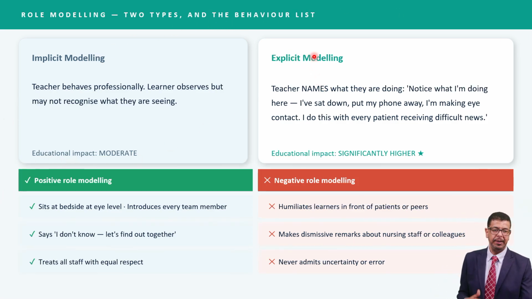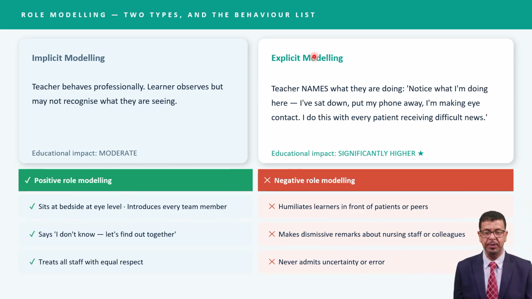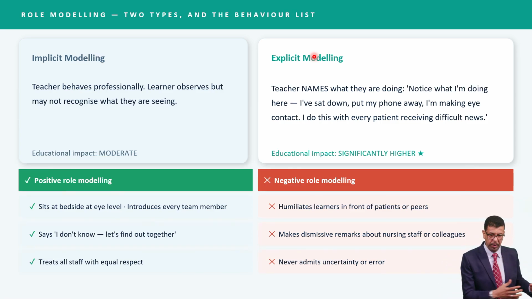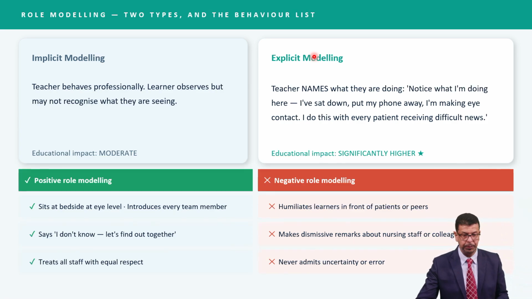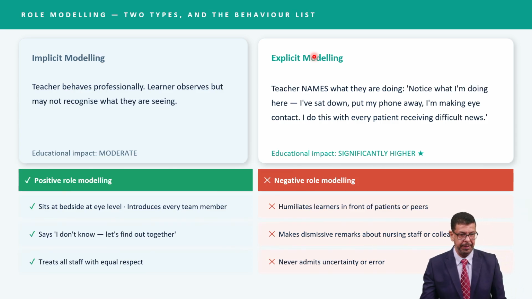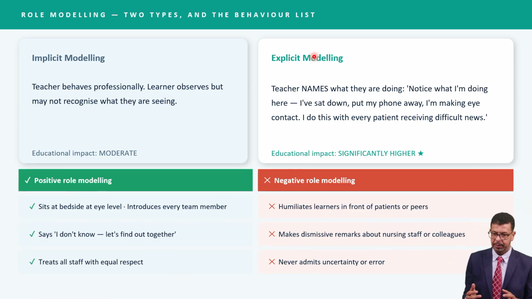In explicit role modeling, the clinical educator names what they are doing. For example, "Notice I put my phone away while listening to the patient." In psychology, when you put your phone between you and another person, this creates a barrier, as if the phone is more important than the other person. So it's very important to be cautious about putting a phone in communication, or anything else that may be considered a barrier in communication.